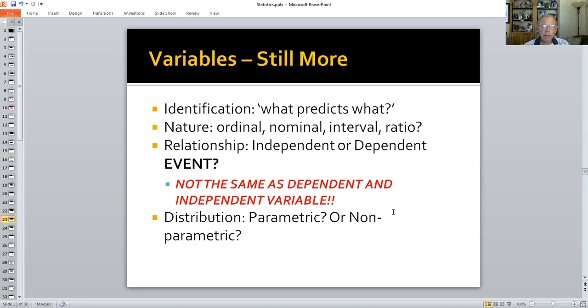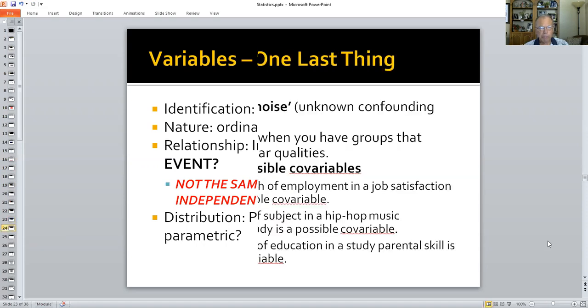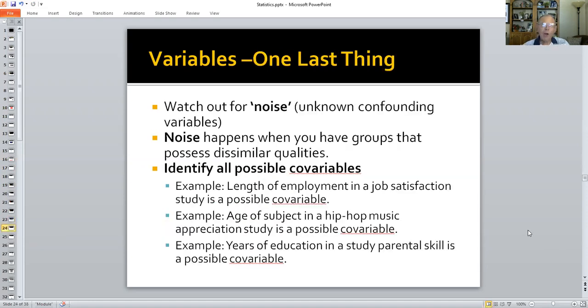All right. And the other part here, distribution. And by that I mean, are we going to be normal or not normal? That's why you have to make, way back in the beginning, I said, know your data, graph it out, take a look at it. Have some idea, what does your data look like? Still more. Watch out for noise. And, okay, noise happens a lot.